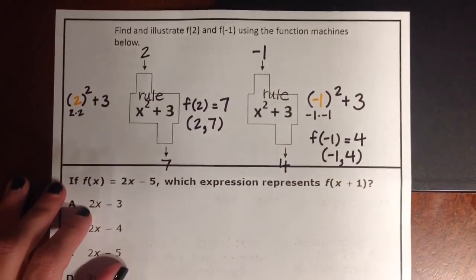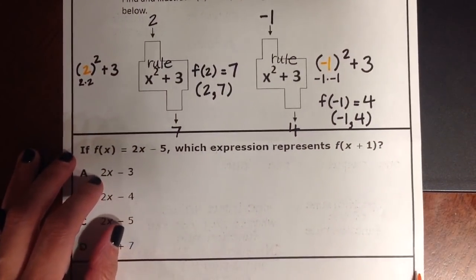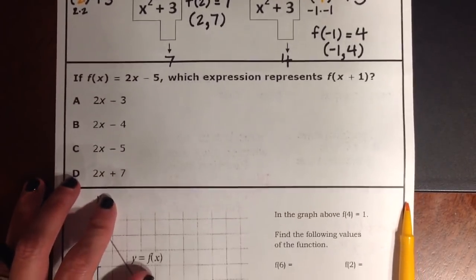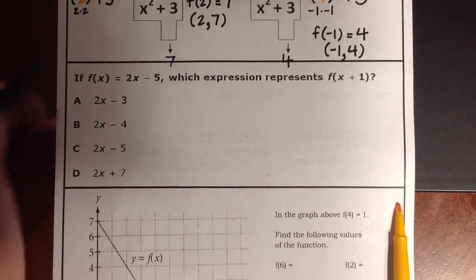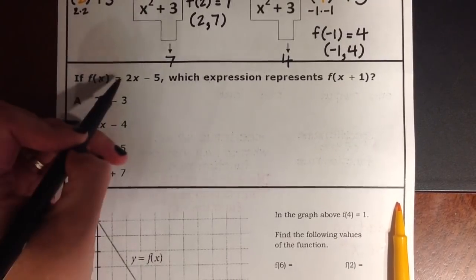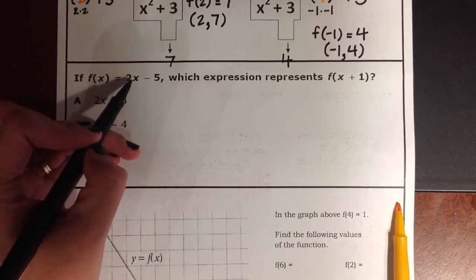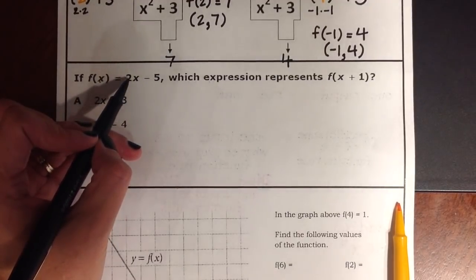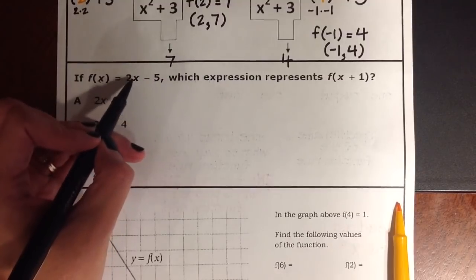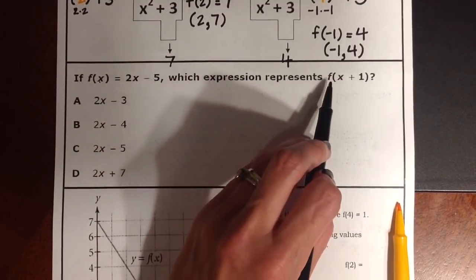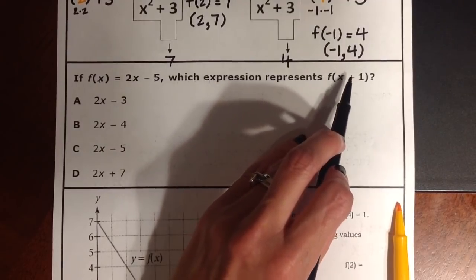But what will that look like if we do not have just a number for our input value? And that's what the next example has us doing. So here they're asking us if f of x is equal to the function rule of the difference of 2 times the value of x and 5, or 2x minus 5, which expression represents f of x plus 1?